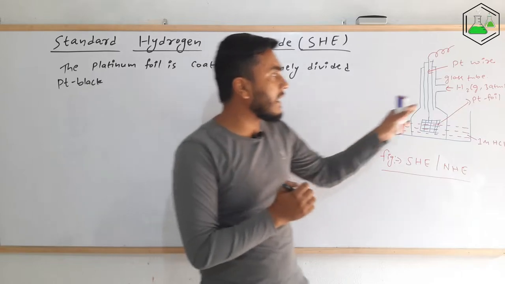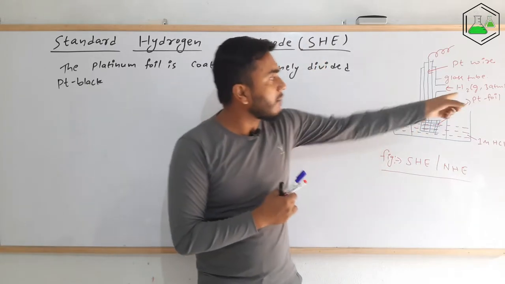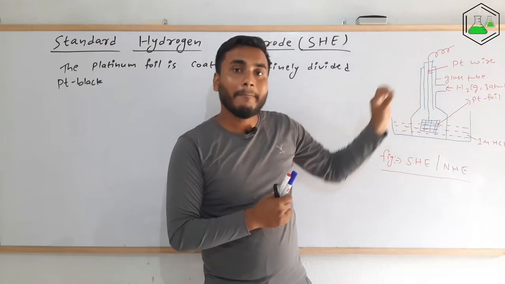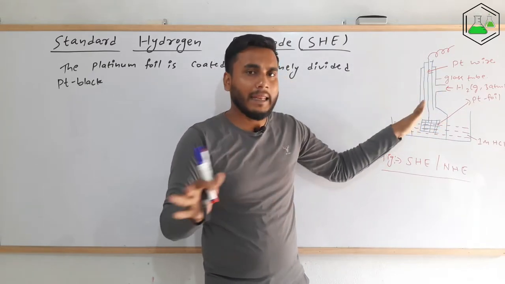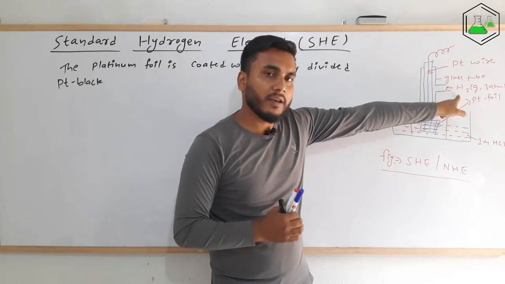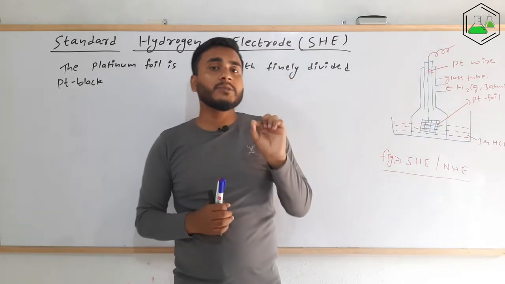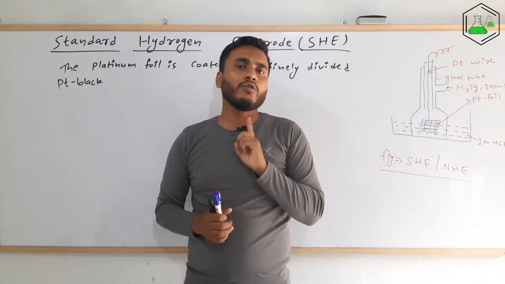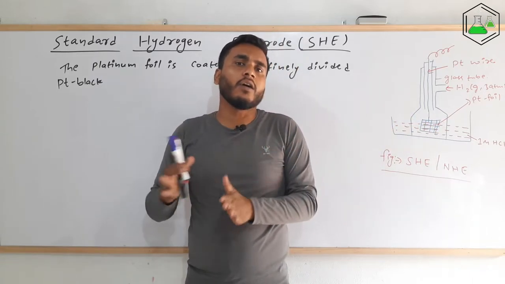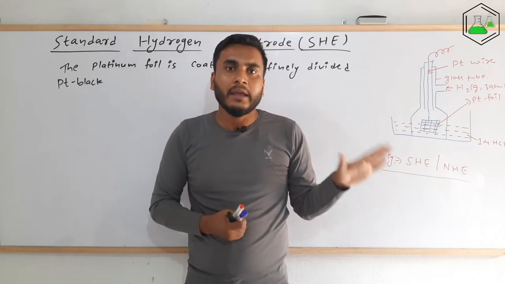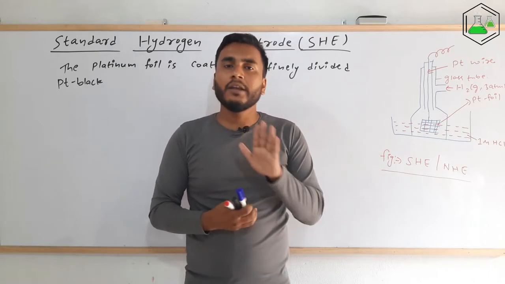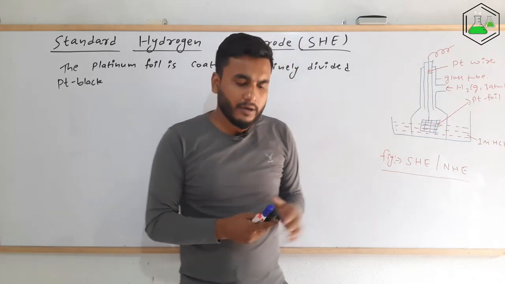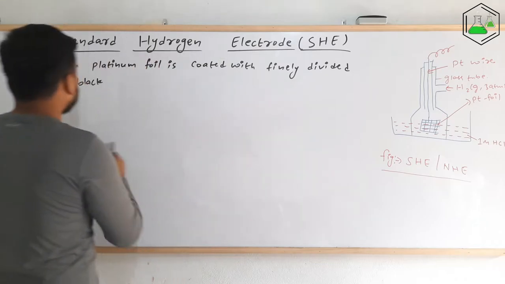As we are talking about an electrode, then we must have this hydrogen gas over here, right? If it was some solid metal electrode, then we would not need anything. But as we are talking about a gaseous electrode, then the gas must be adsorbed on some material, and that is platinum. The reason why we use platinum is that it does not undergo oxidation and reduction easily, and it is an inert metal. So obviously it will not react, and only hydrogen will take part in the chemical reaction.